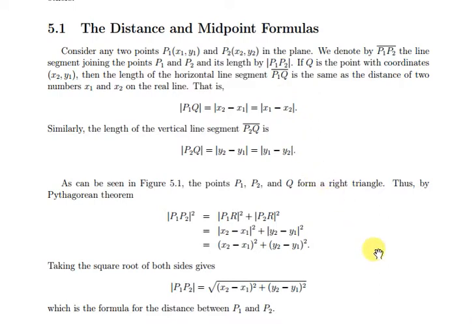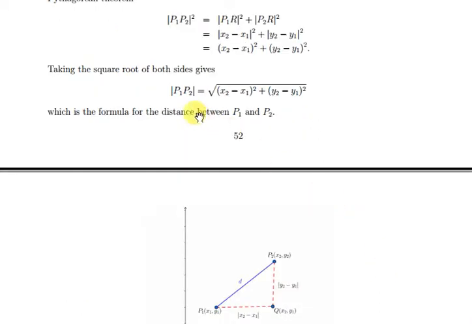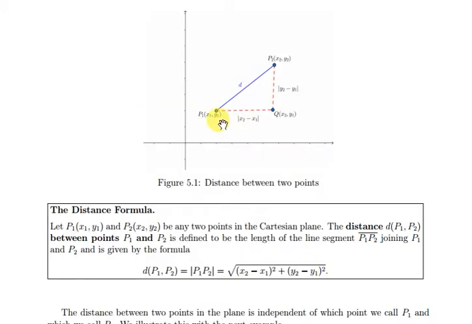It is given by the formula: the absolute value of P sub 1 P sub 2 equals the square root of x sub 2 minus x sub 1 quantity squared plus y sub 2 minus y sub 1 quantity squared. It means that if this is P sub 2 and P sub 1, this is now the distance of the given two points.